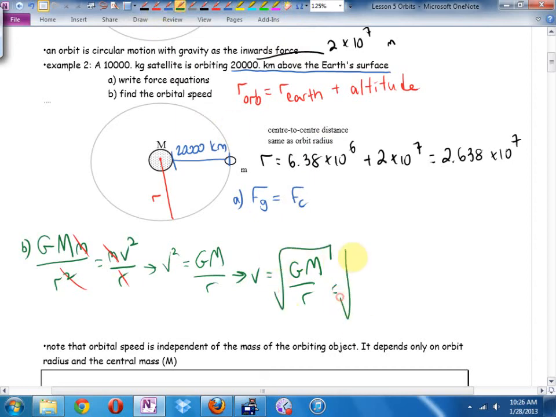Which is going to be the square root of 6.67 times 10 to the negative 11. That's Newton's universal gravitational constant, not 9.8. That's the acceleration due to gravity here on Earth, completely different. Mass, big mass, Earth. What is the Earth? 5.98 times 10 to the... I can never remember. 26th? I think it's 24th, isn't it?